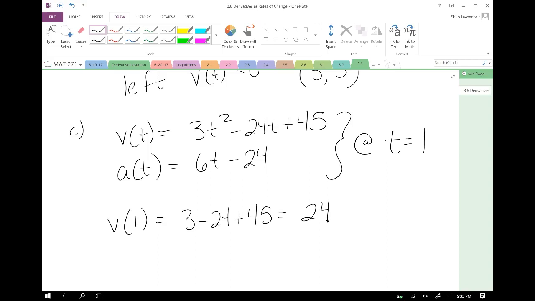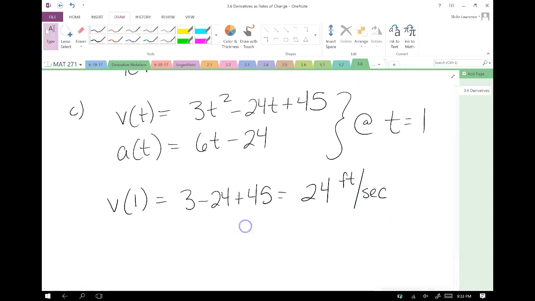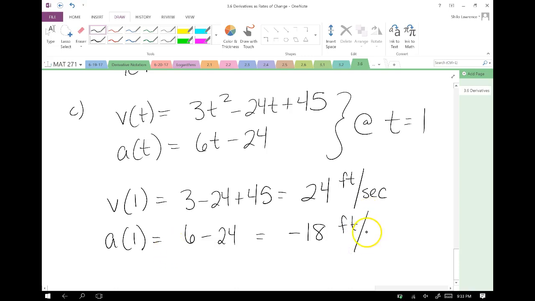And our units, remember velocity is ds dt. S is in feet, t is in seconds. So this is going to be feet per second. And then a at 1 is going to be 6 minus 24, which is negative 18. And that is another derivative on velocity. So it's with respect to t again. So that's feet per second squared. Negative 18 feet per second squared.